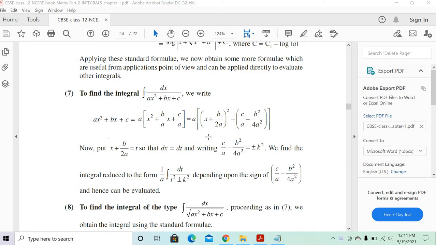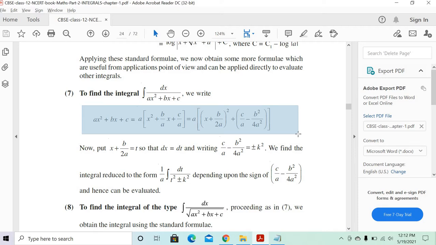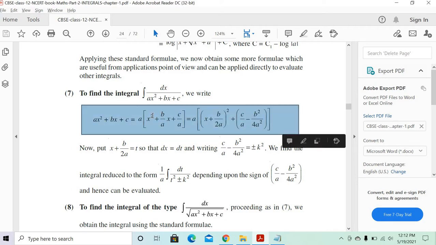So basically we need to solve this quadratic using the completing the square method. What do I mean by completing the square method? Which we have done in 11th also. It means that you need to get the form a plus b whole square or a minus b whole square plus something, isn't it? So if we see here, ax square plus bx plus c equals a times x square plus b by a x plus c by a, correct?